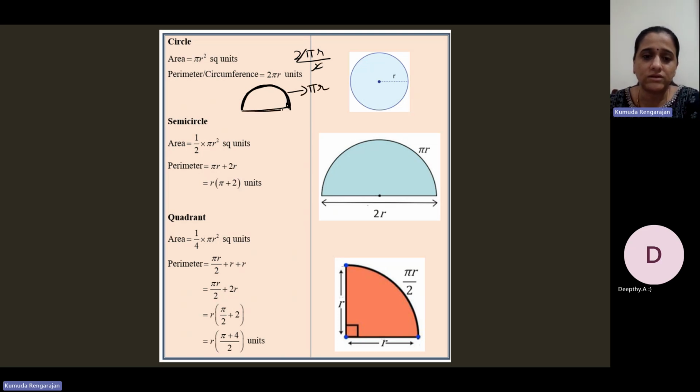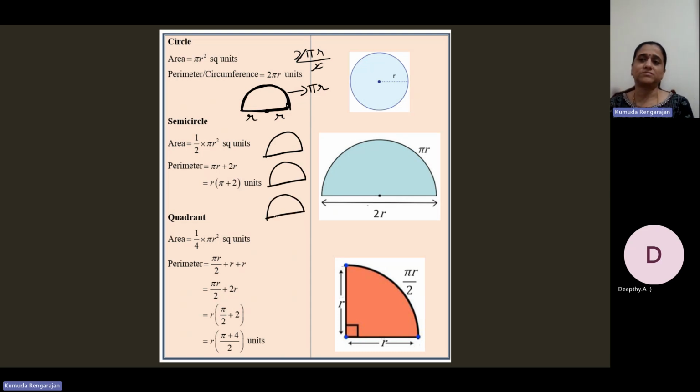But what about this one? This is the diameter. So it is r from here and r from here. So r plus r, 2r. So perimeter of a semicircle is given by the formula pi r plus 2r, or pi r plus d, diameter. Area is half the area of a circle, half into pi r square, or pi r square divided by 2.